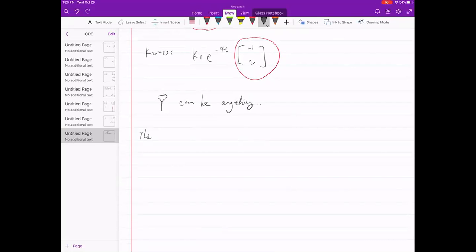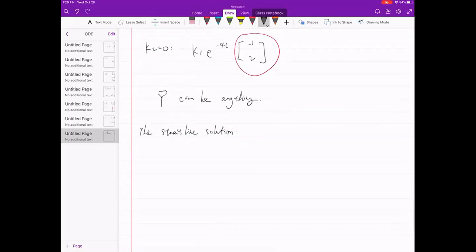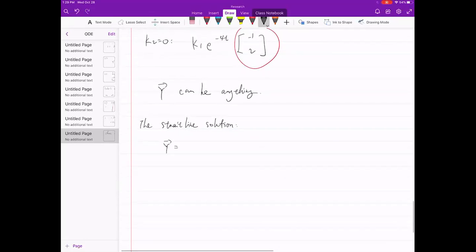The straight line solution will be special. It will look like this: y equals a constant times a vector. And this constant may depend on t. So we can decompose it into the part with t, which is outside as a constant, and then the vector, which has nothing to do with t. This doesn't work for any solution. This only works for straight line solutions.